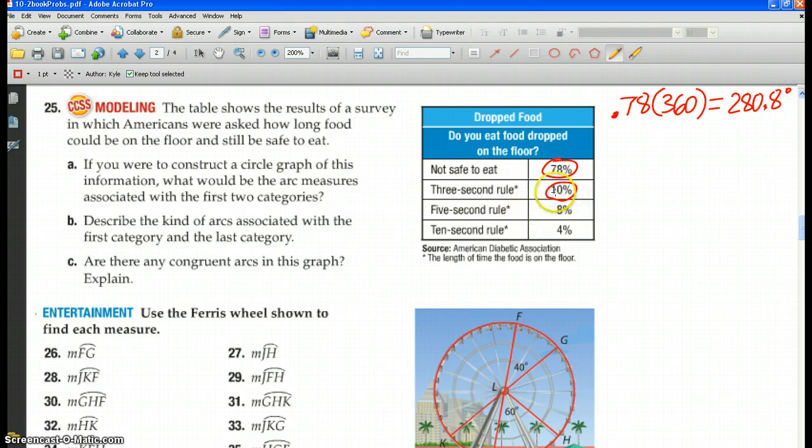And the second category would be 10% of the circle, or 10% times 360. 10% of 360 is equal to 36 degrees. All right, part B, describe the kind of arcs associated with the first category and the last category. So the first category, 78% of the circle, which is 280.8 degrees, is greater than 180. So the first category would be a major arc.